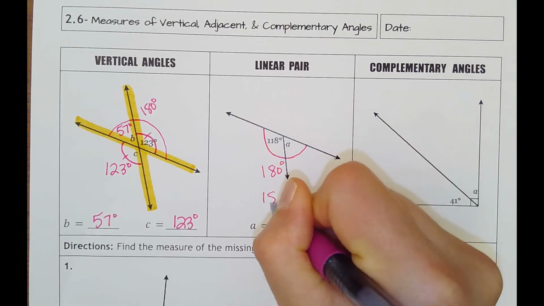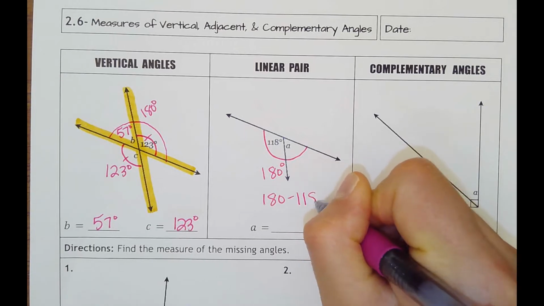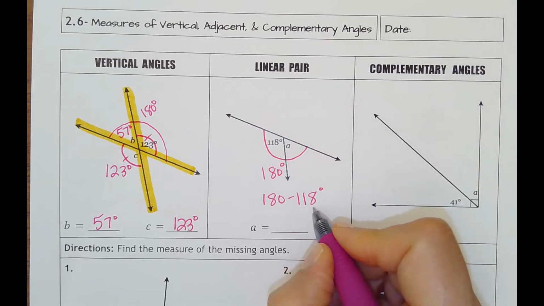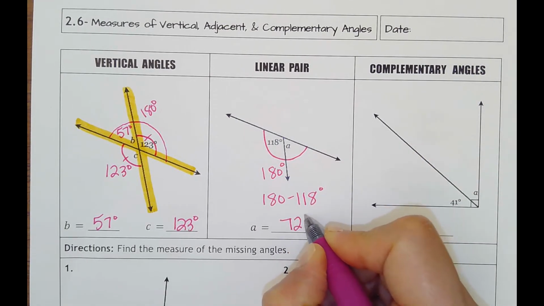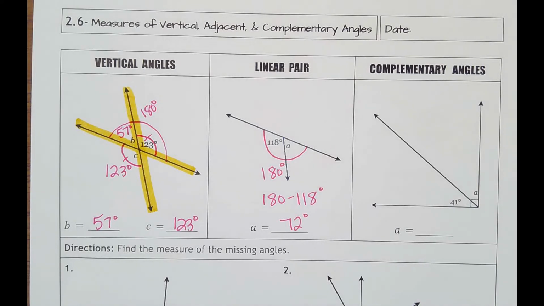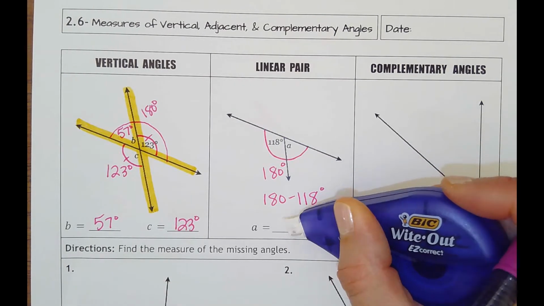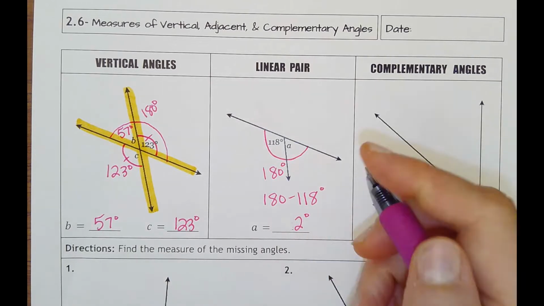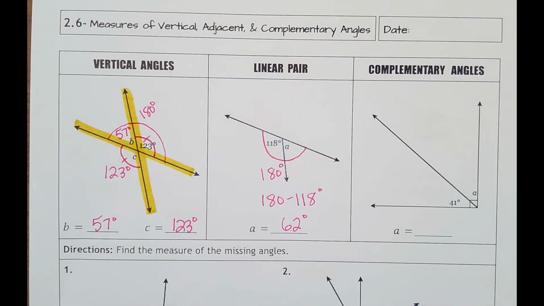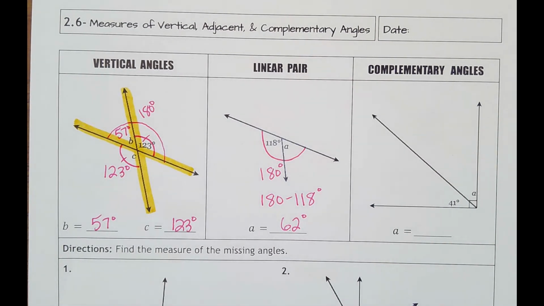So you would take 180 minus 118, which would be 72 degrees. Sorry, 62. I knew even as I said it that's not right. My mental math is rusty. 62. Sorry.